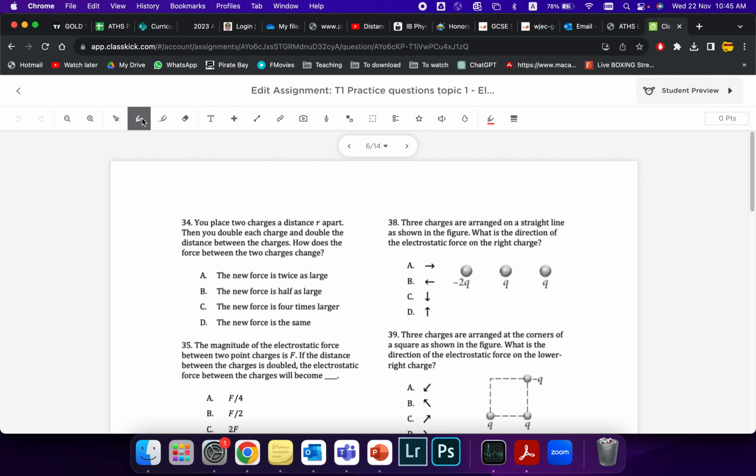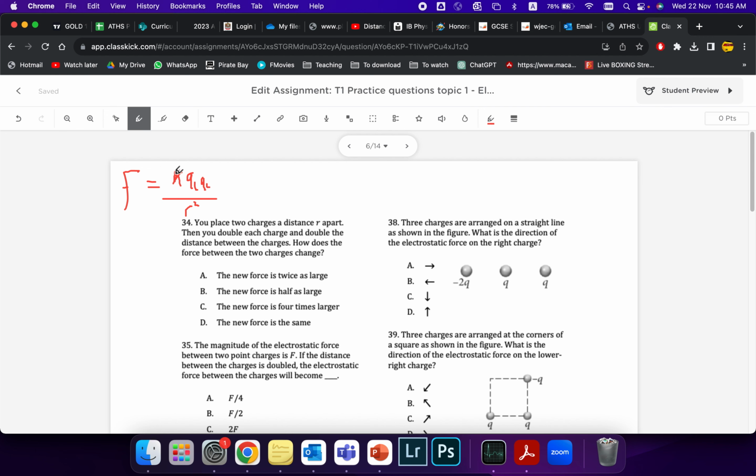Right, so this is part 2 of electrostatics, and we're focusing now a little bit on Coulomb's law. Coulomb's law, the general formula, as we already know, is the same. It is going to be F equals K Q1 Q2 over R squared. A couple of things you need to just keep in mind.